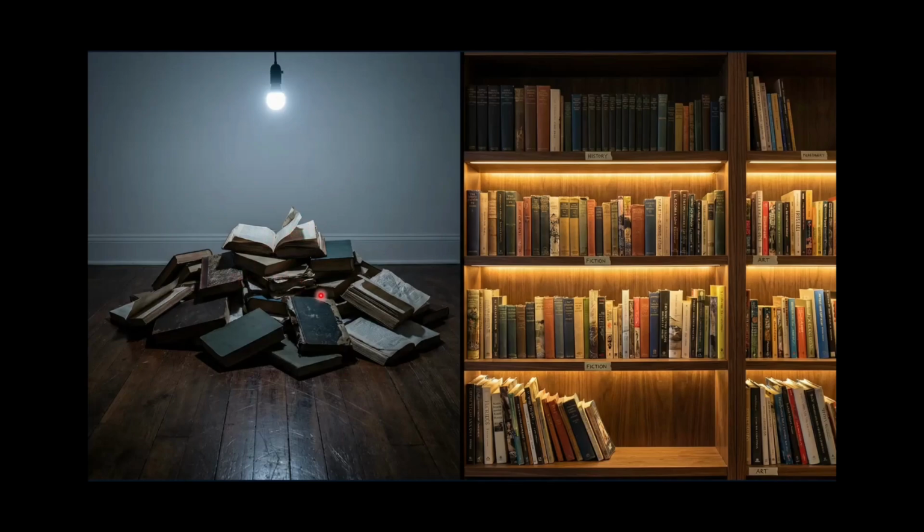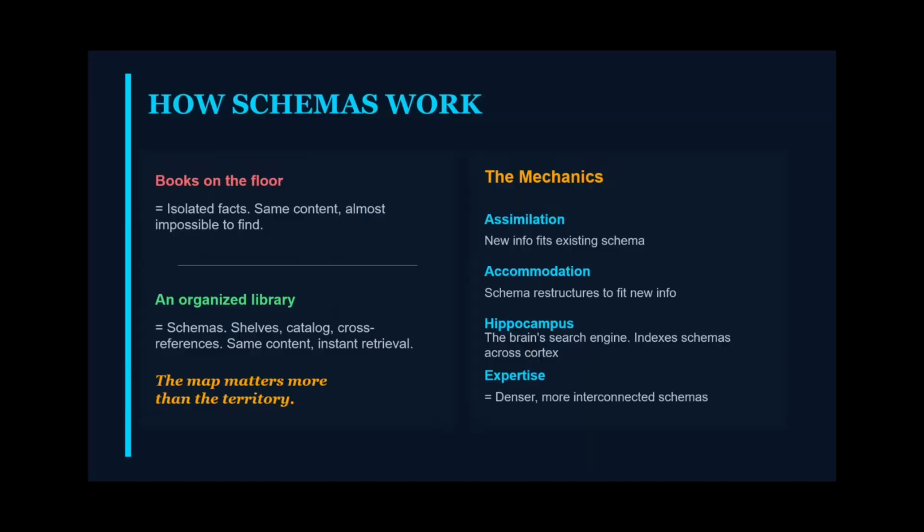these are random isolated facts. And on the right-hand side, juxtaposed to that, you see a very well organized system. It's a system or network of books, right? You can maybe have genres, labels, categories, and whatnot. And so that's something that a schema can do for us here, right? We can have that organized library with shelves and cataloging so that we can make cross-referencing. We can look at the same content and get that instant retrieval, right? In this case, the map matters more than the territory, right?